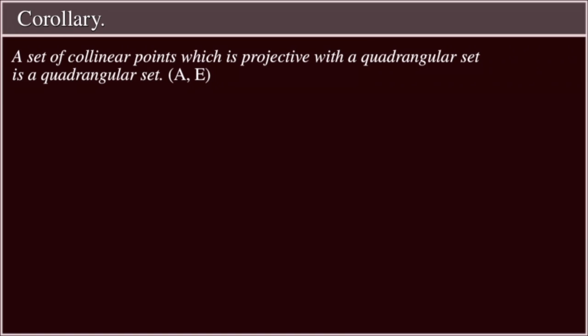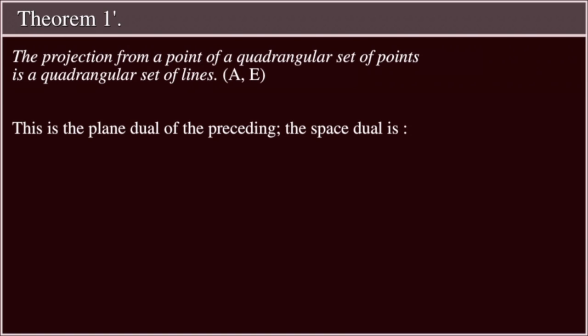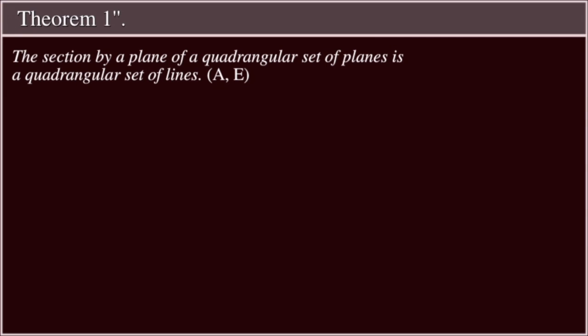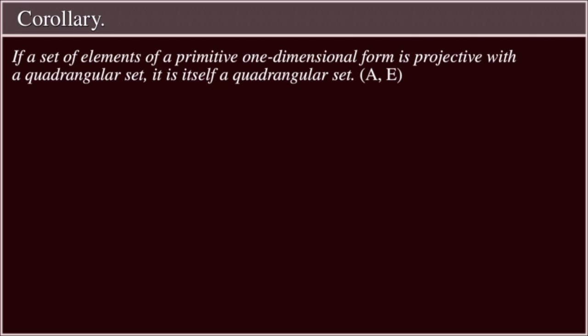Assumptions A and E. Theorem 1'. The projection from a point of a quadrangular set of points is a quadrangular set of lines. Assumptions A and E. This is the plane dual of the preceding. The space dual is Theorem 1'. The section of a plane of a quadrangular set of planes is a quadrangular set of lines. Assumptions A and E. Corollary. If a set of elements of a primitive, one-dimensional form is projective with a quadrangular set, it is itself a quadrangular set. Assumptions A and E.